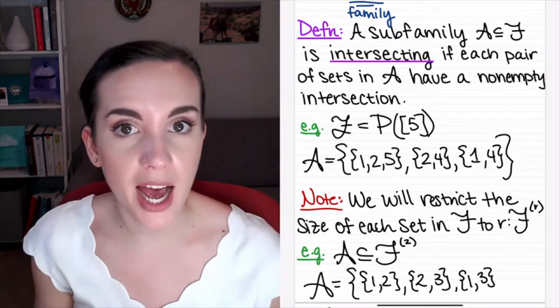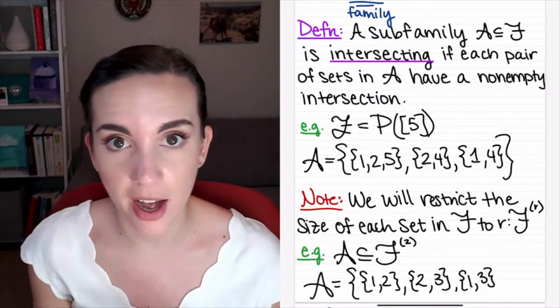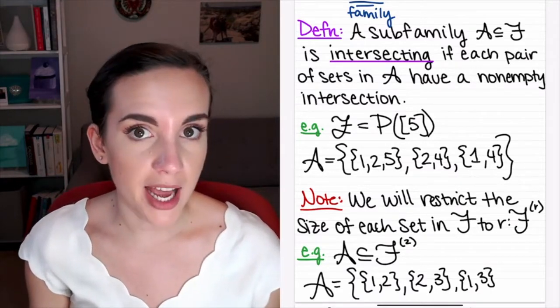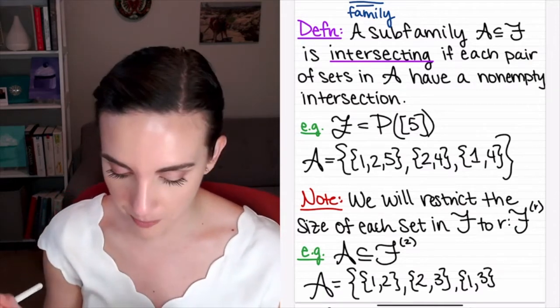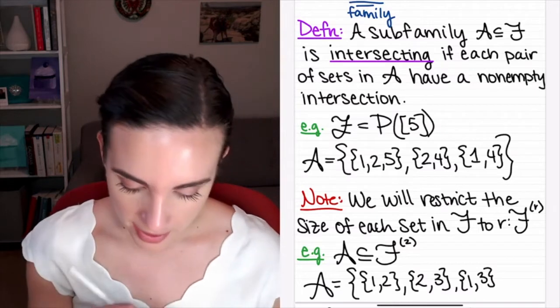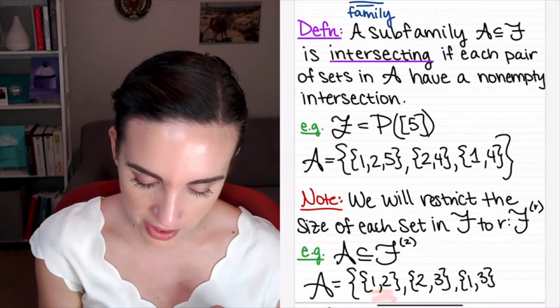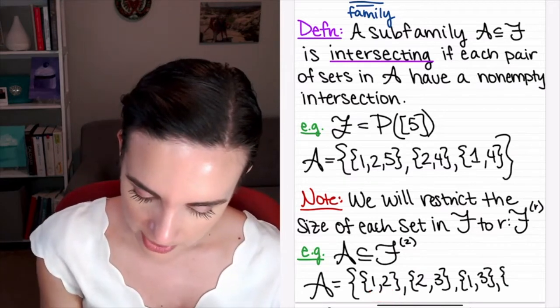The other option we had was 2, 4 or 2, 5, right? So now looking at our set script A, it is intersecting so far. Let's see if we can add one more set to it. So I need two numbers that have either 1 or 2. So let's do 2.